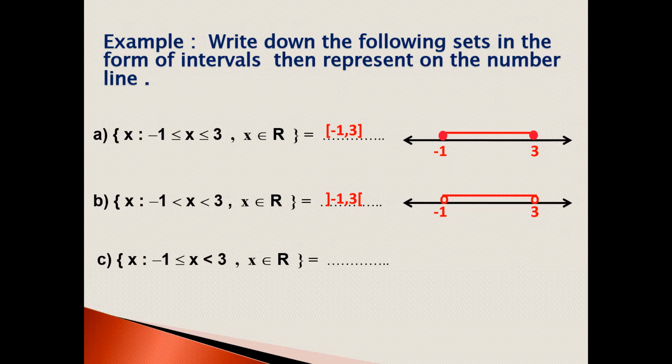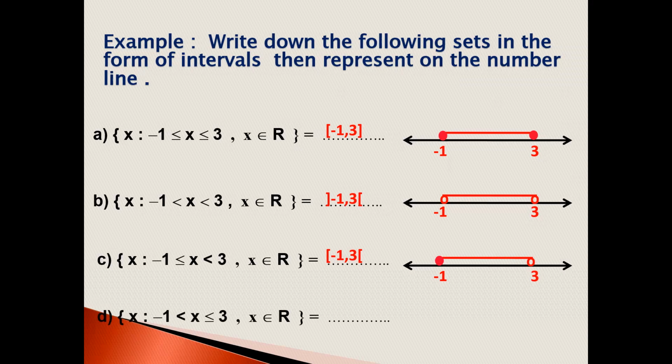So I write it -1 closed, 3 open, and I put it on the number line. I will put a point on -1, a point on 3. I close -1. I open 3. So I join them because I want the real numbers between them.